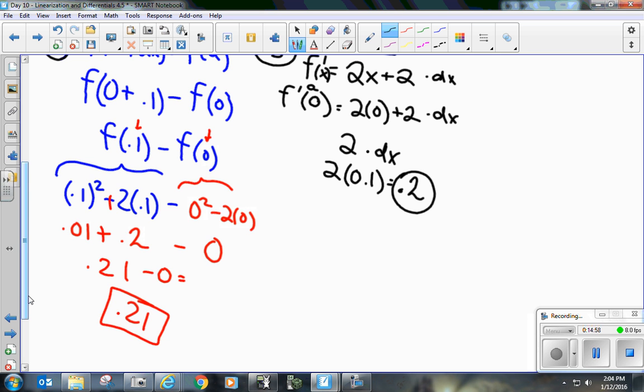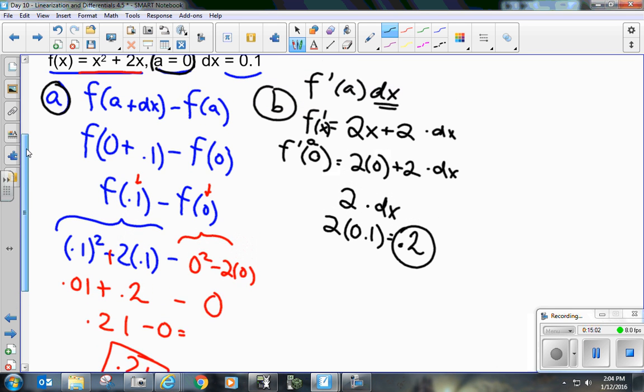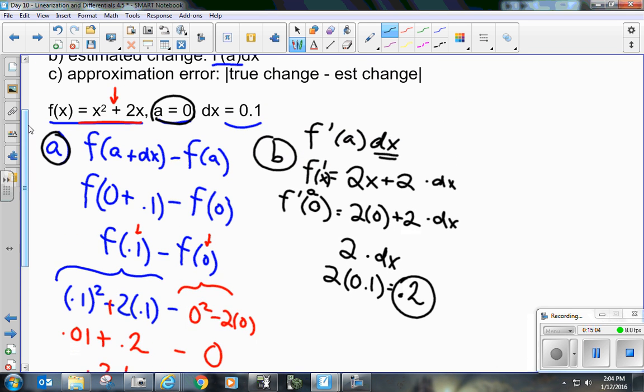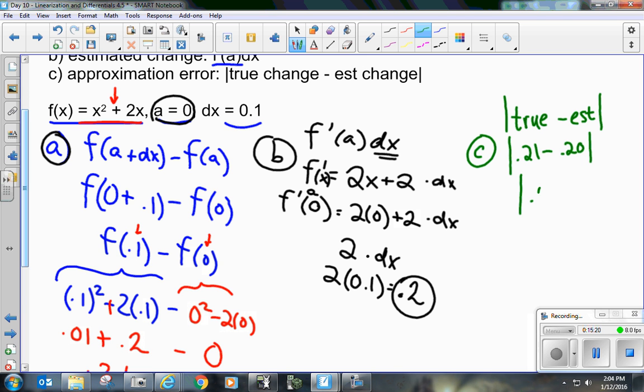And that's really how we figure out C, the approximation error. Okay. So C, the approximation, I take my true change, I subtract the estimate, and I make sure I take the absolute value of it. So it's 0.21 minus 0.20, which is the absolute value of 0.01, which is 0.01.